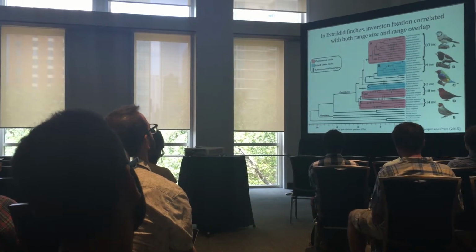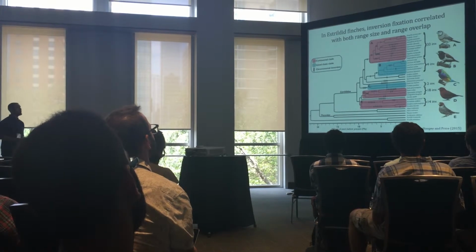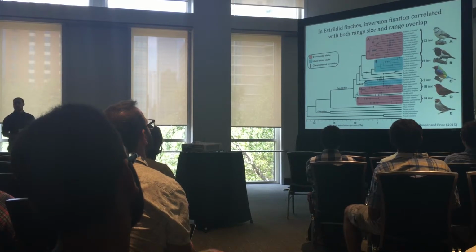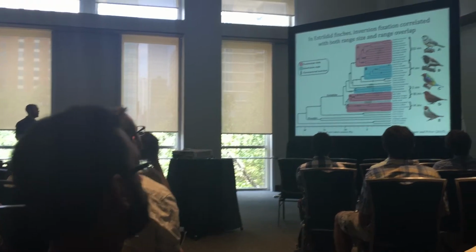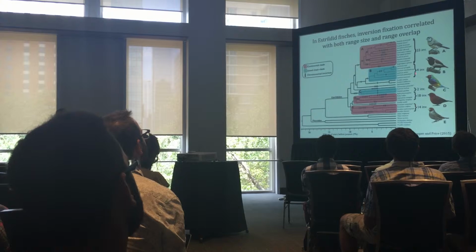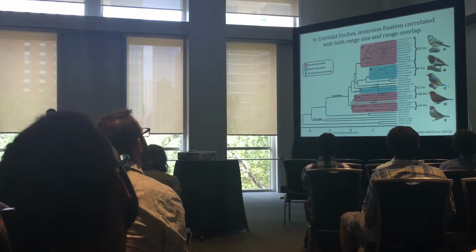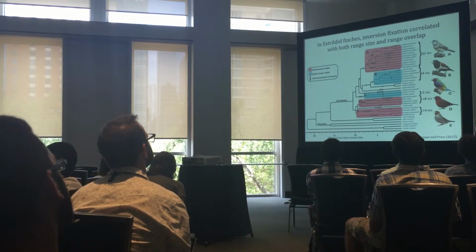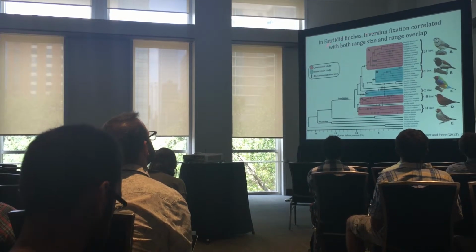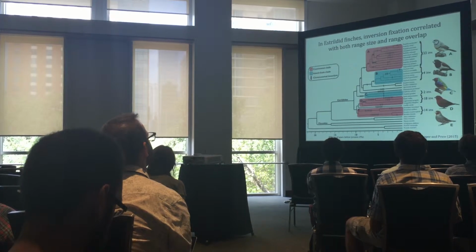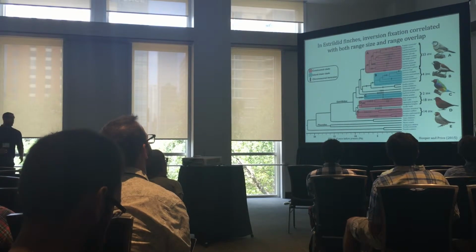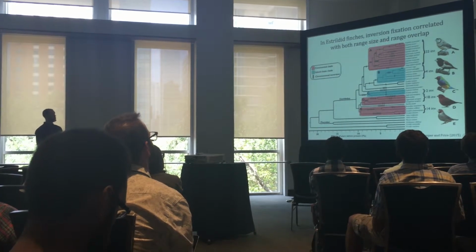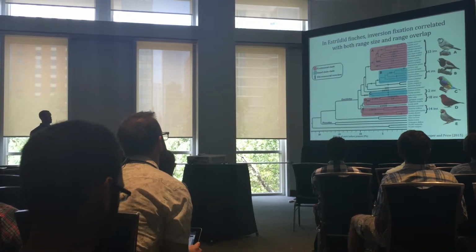A recent study by myself and Trevor Price looks at the phylogenetic distribution of paracentric inversions in one family of birds, the finches. The rate of inversion fixation within continental groups was threefold faster than island groups. What's the difference between island radiation and continental radiation? We found that both range size and range overlap are much greater within continents.